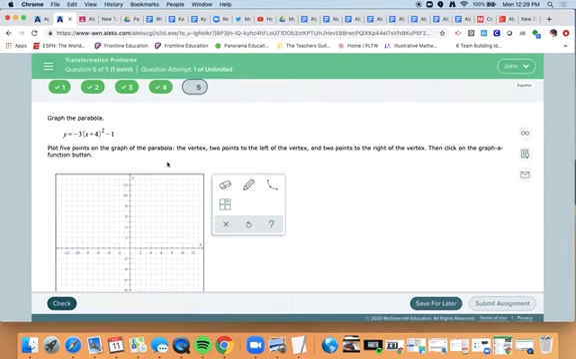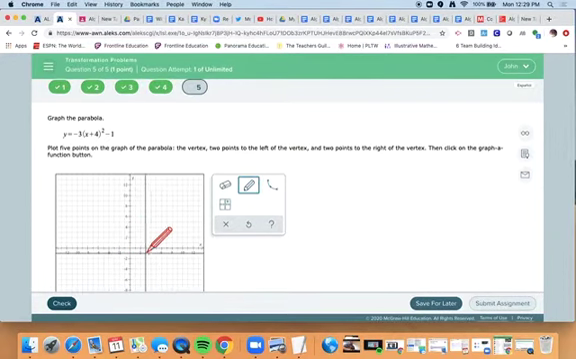All right, last problem here. Graph this parabola. So we've got a lot going on here. Let's look at what we know. Well, I know the vertex, right? The vertex is going to be the point (-4, -1). So that much I can put in, right?